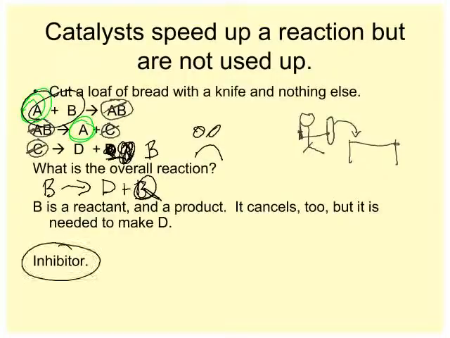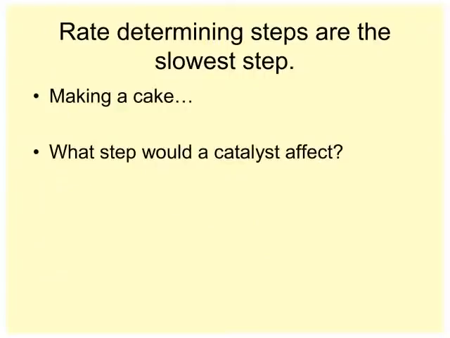A catalyst speeds up a reaction without being used up. And an inhibitor slows down a reaction without being used up. And you want this sometimes. You want to slow down the reaction of food spoiling, so that you can eat your Twinkies even later. Rate determining step is the slowest step.